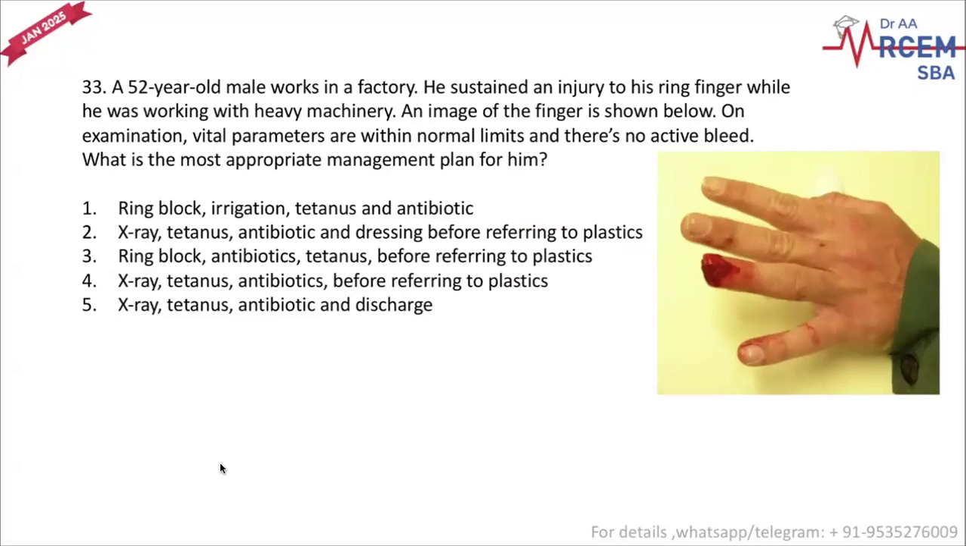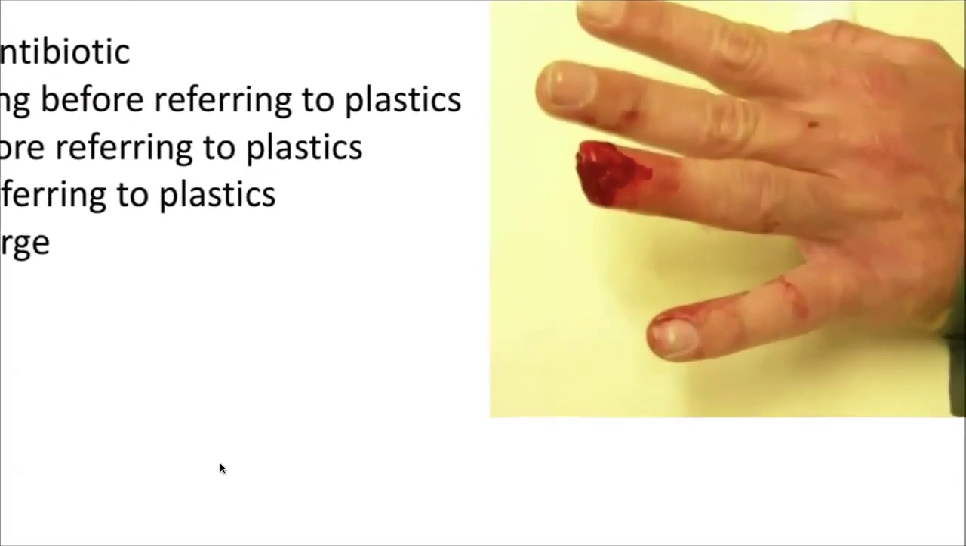Let us break down and see what we are seeing here. There is loss of soft tissue. So soft tissue is lost. Sorry, this is the middle finger, and this is the ring finger. If you compare to the middle finger, there is a large amount of soft tissue loss. We are suspecting there might be some bone exposure also.